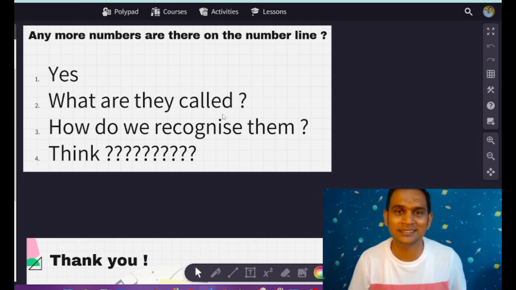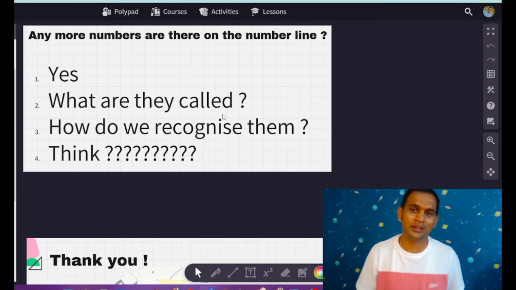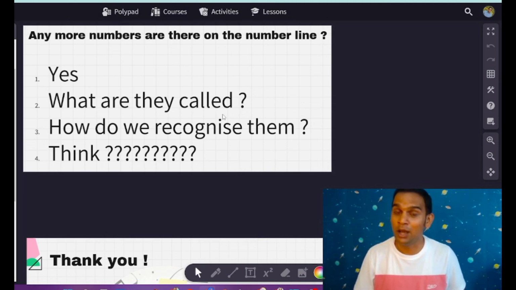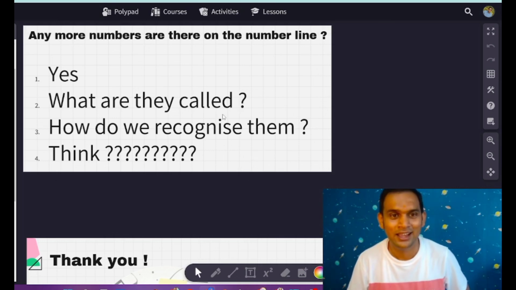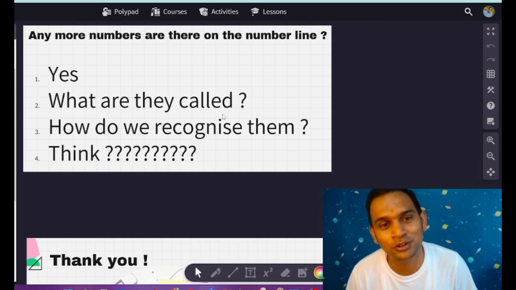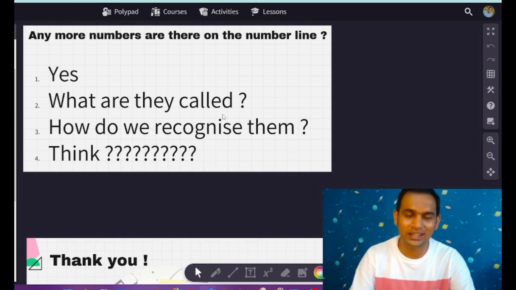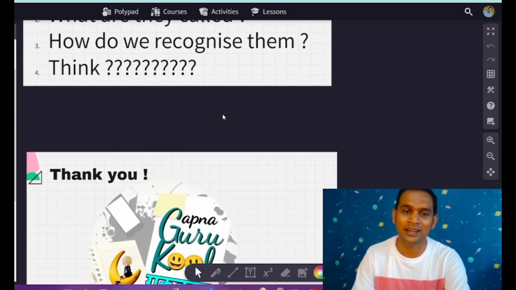And that makes it a really, really interesting thing to learn about. And that makes our number line much more interesting. So now the question arises, are there more numbers possible on this number line? Obviously, yes. What are they called? How do we recognize those numbers? Keep thinking. We will be discussing that in our next video.